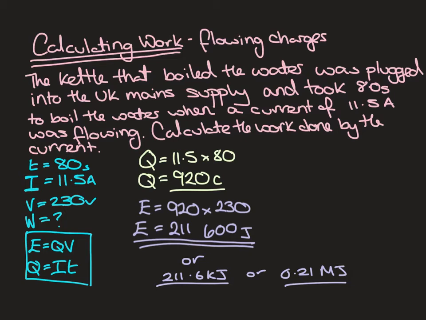If we now use that charge to find the work done, the energy transferred, I've got E equals QV. Energy is equal to the charge times the voltage. So I've got 920 coulombs multiplied by 230 volts from the UK main supply. And that gives me a work done of 211,600 joules. And again, if we practice our prefixes, that would give me 211.6 kilojoules, 10 to the 3, or 0.21 megajoules of work being done in this circuit.